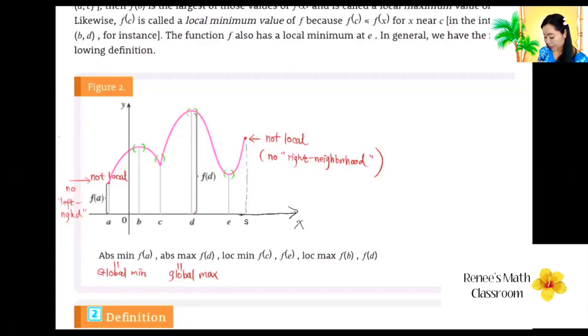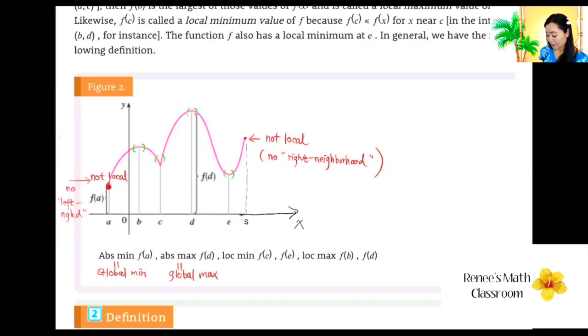Now this one over here, f of c, is a local minimum because locally this is the lowest point. And also this one, locally this is the lowest point. As you can see here, f of d is the absolute maximum and also a local maximum. In this neighborhood that's the highest point, but in the whole domain from a to s that's also the highest point. So f of d here is a local and also global maximum.